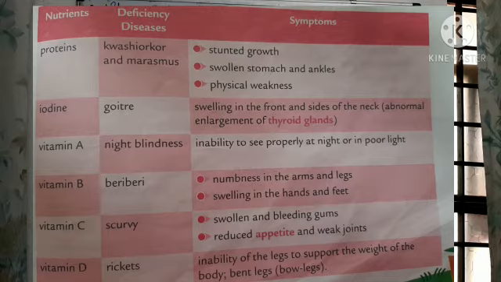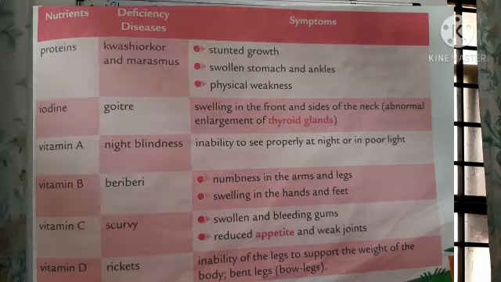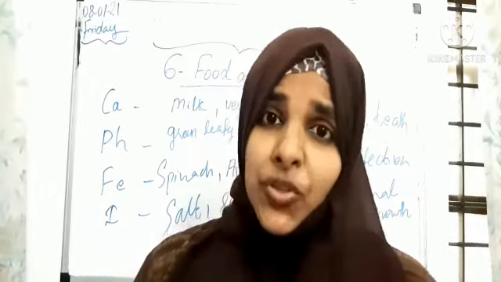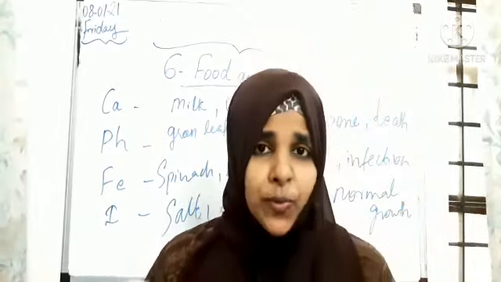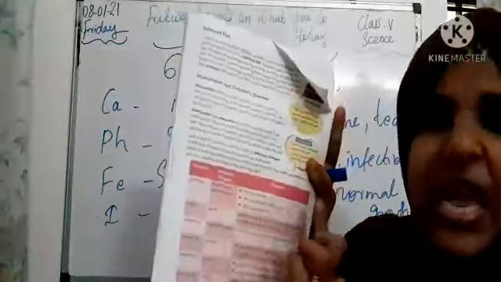Then vitamin D. The deficiency disease of vitamin D is rickets. The main symptom of rickets is the inability of the legs to support the weight of the body. Look at the picture. That leg is very lean and cannot support the weight of the body. We call it bent legs or bow legs. Clear all of you? When you are learning the nutrient names and deficiencies, use this pink color box in your textbook, and it is very easy to learn deficiencies and symptoms.